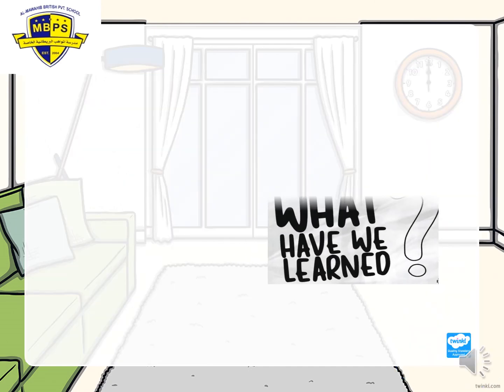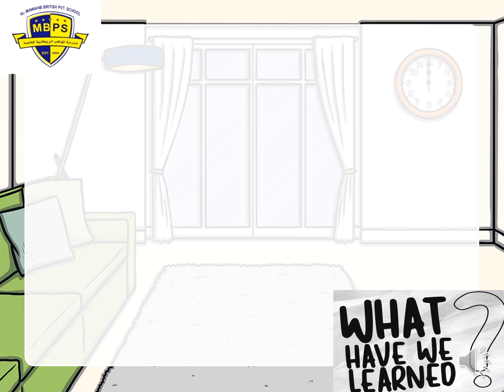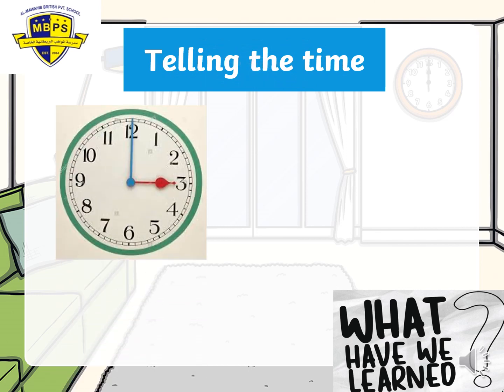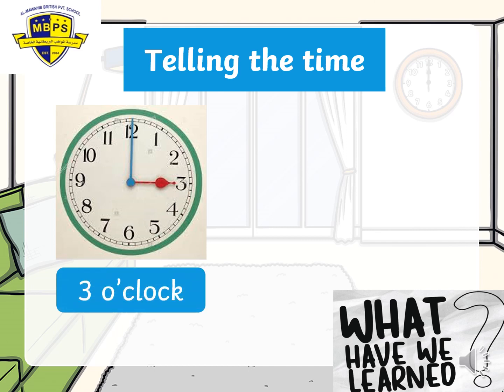Finally, let's revise what we have learned today. Today we learned how to tell the time. We started with the o'clock time. When the long hand points to number 12, it means that we have an o'clock time here. Look at the green clock. The long hand points to number 12 and the short hand, which is the hour hand, points to number 3. So the time here is 3 o'clock.